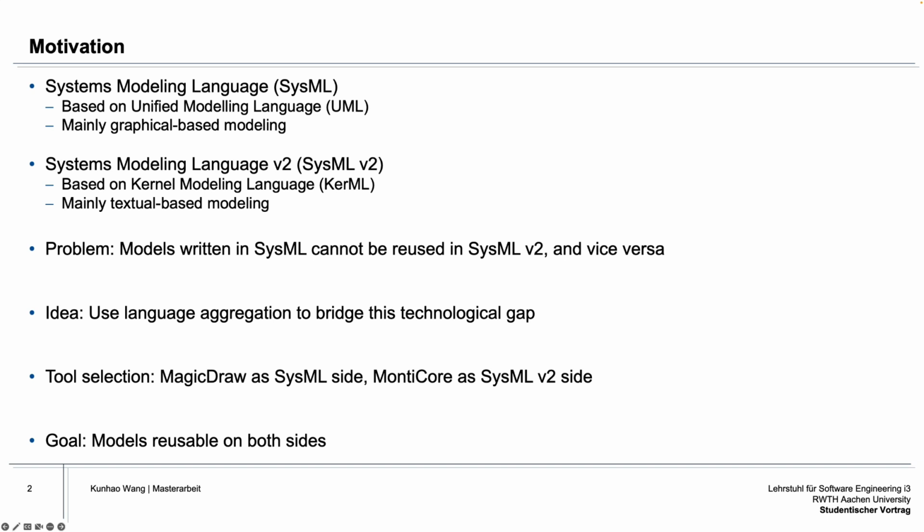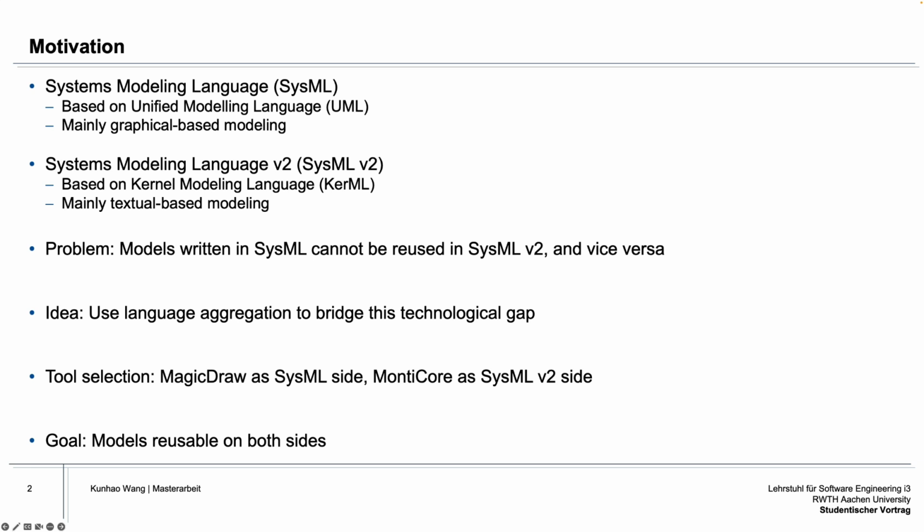Systems Modeling Language, in short SysML, is based on the Unified Modeling Language, and the format of the modeling is mainly graphical-based. Systems Modeling Language v2 is newly introduced by the Object Management Group. It is based on the Kernel Modeling Language. The format of the modeling is mainly textual-based.